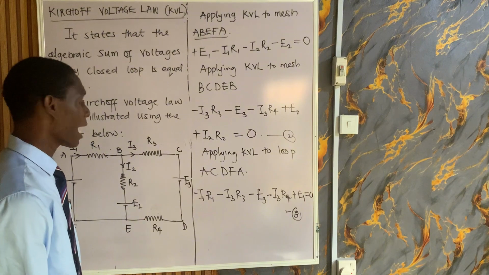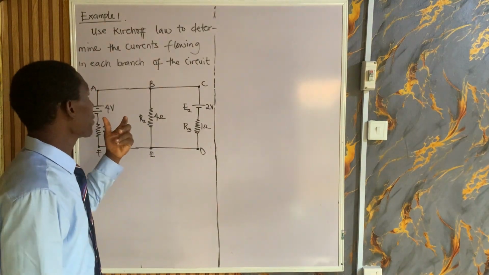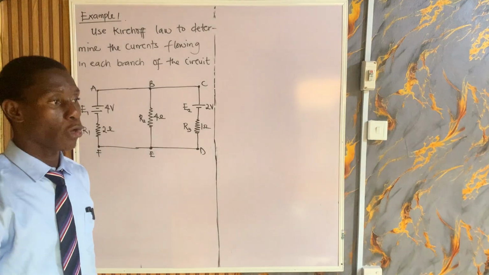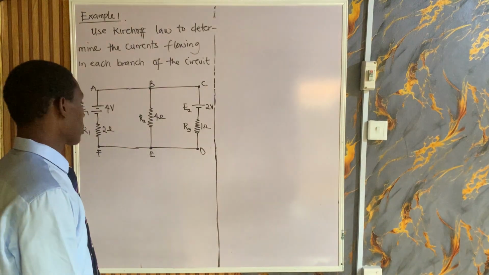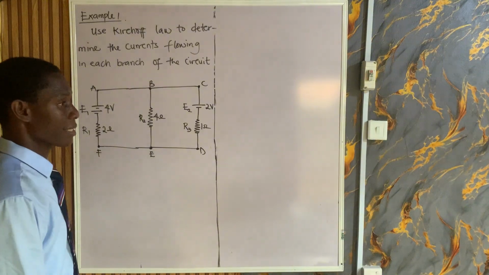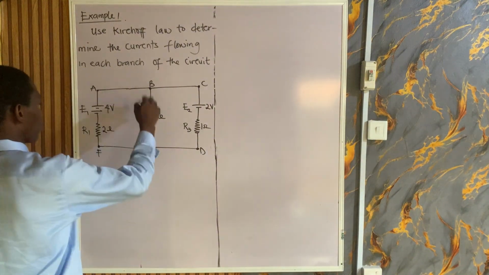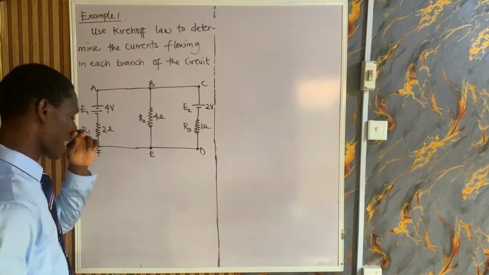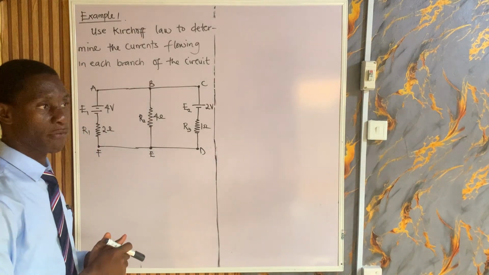We're going to be taking an example now. Example 1. Use Kirchhoff law to determine the current flowing in each branch of the circuit. And so this is the question now. Like I said, there are 3 branches here. 1, 2, and 3. So unfortunately, the current directions weren't given to us. The branch currents weren't given to us here.